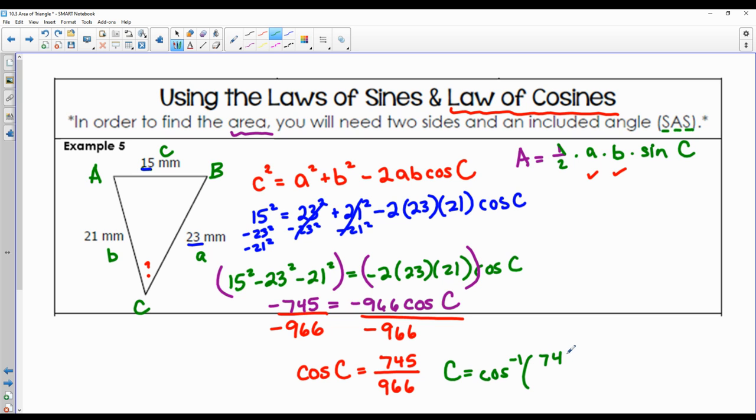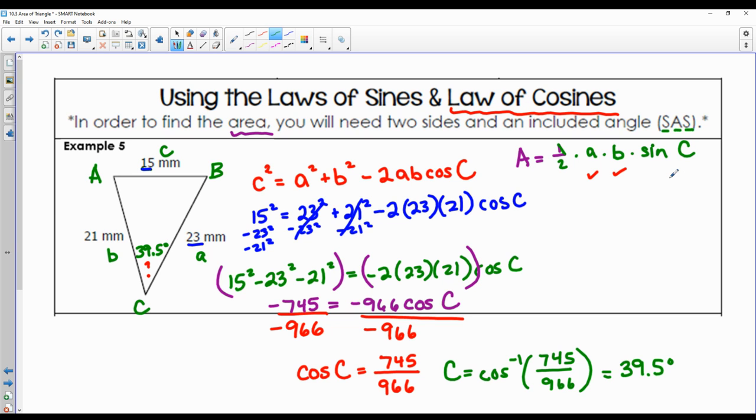So that is second cosine, 745 divided by 966, and I have 39.5. Let's round to the nearest tenth. We're just going to keep that standard this whole unit. So this angle C right here is 39.5 degrees.